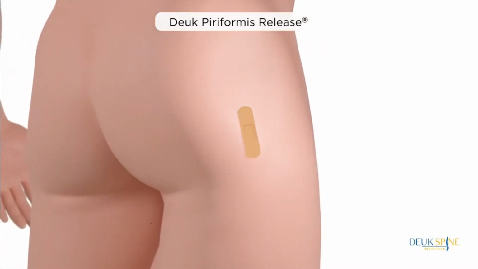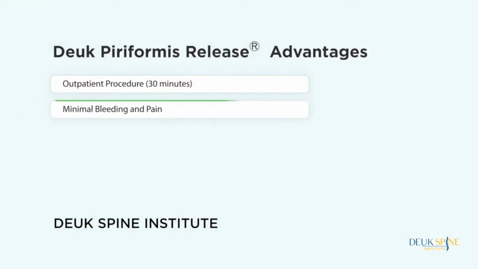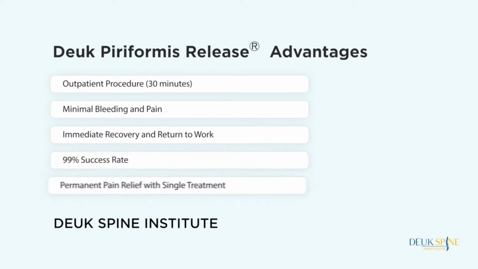The advantages with the Duke piriformis release is that it's an outpatient procedure, which would take up to about 30 minutes, minimal bleeding and pain after the procedure with an immediate recovery and return to work the next day, as well as a 99% success rate with permanent pain relief with a single treatment.